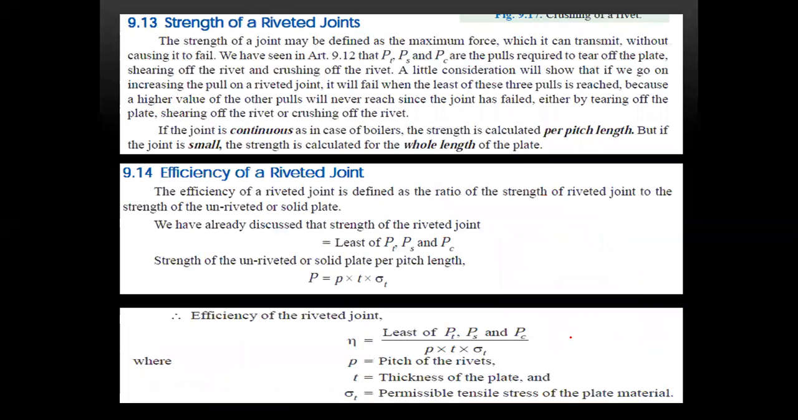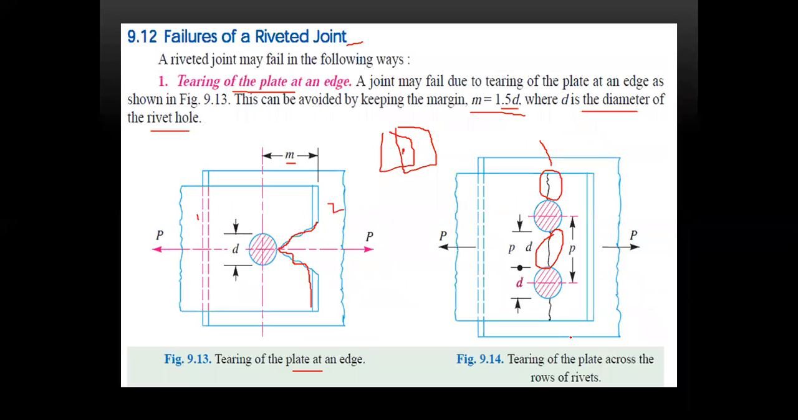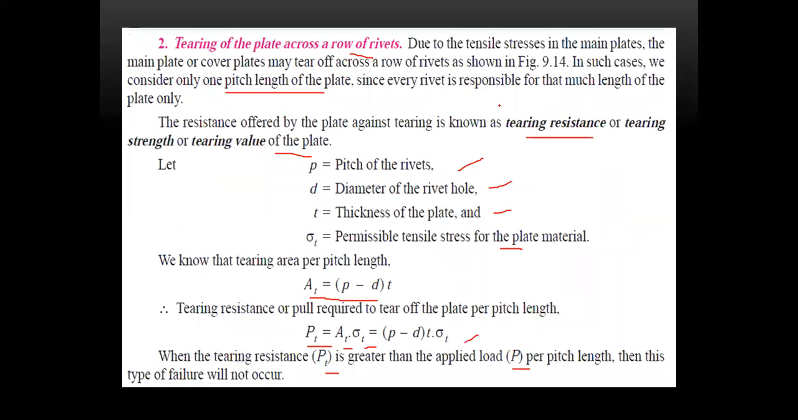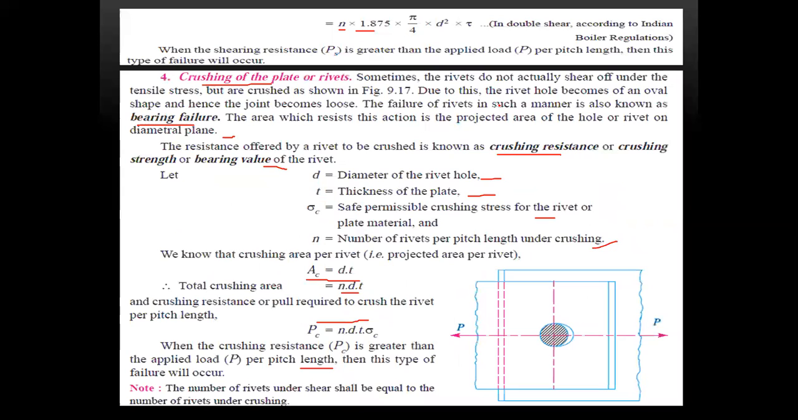Next, these are the failures. So if you get a question, describe the theories of failures, you have to write this. The first one is tearing of the plate at an edge; even if you don't draw the figure it is fine. Then tearing of the plate across the row of the rivets, write the formula. Shearing of the rivets, write the concept and formula. Fourth one is crushing of the plates. These are the four methods of failure in riveted joints.